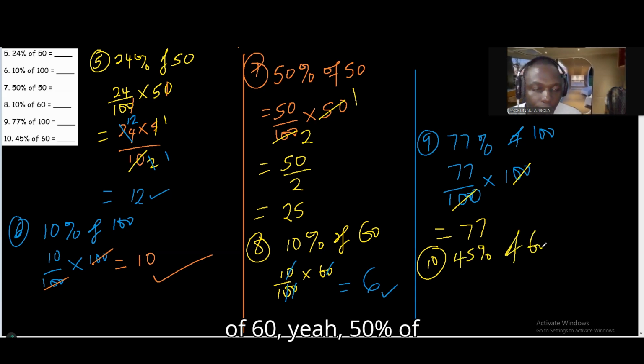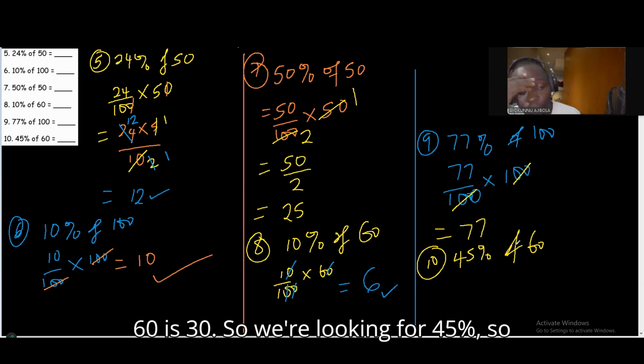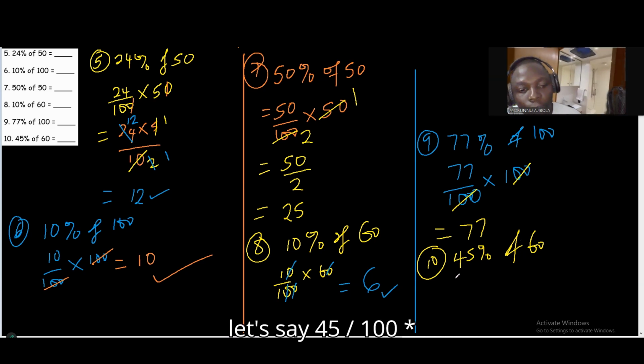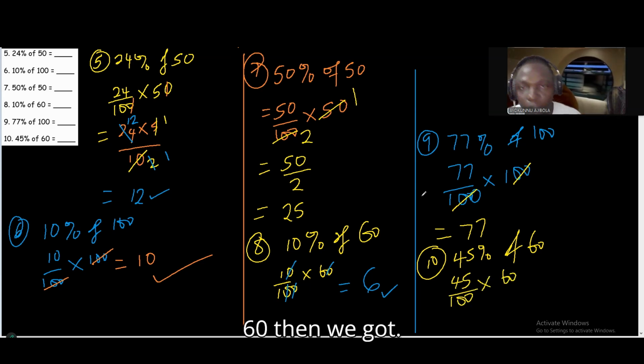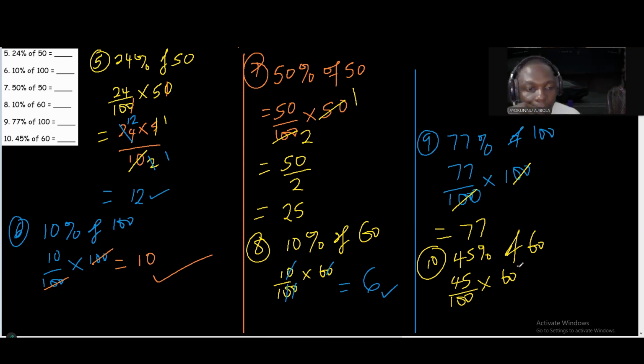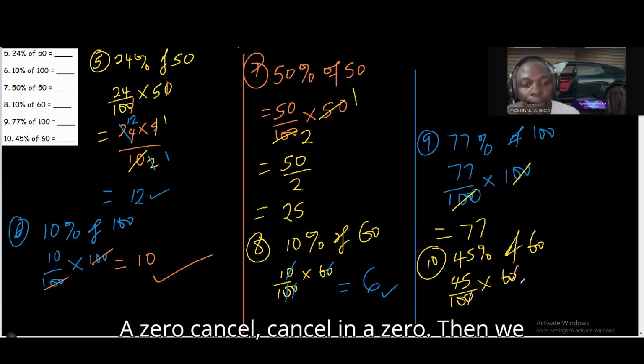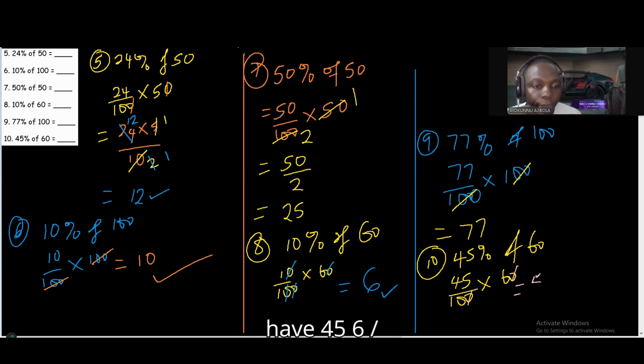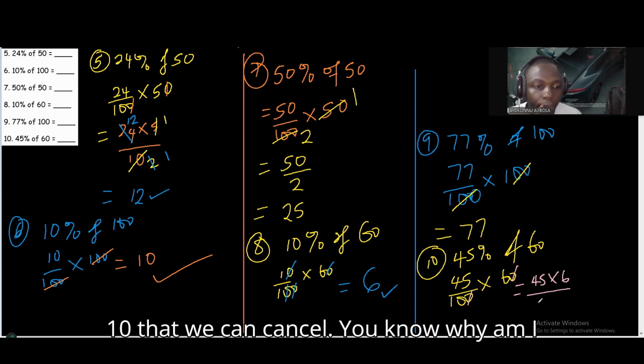So 45% of 60. 50% of 60 is 30. So we're looking for 45%, something a little bit less than 30. So let's say 45 over 100 times 60. Then we got a zero canceling a zero. Then we have 45 times 6 divided by 10.